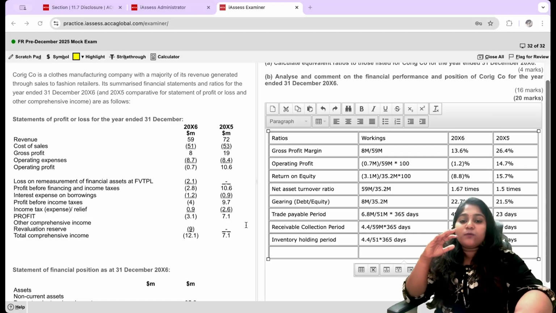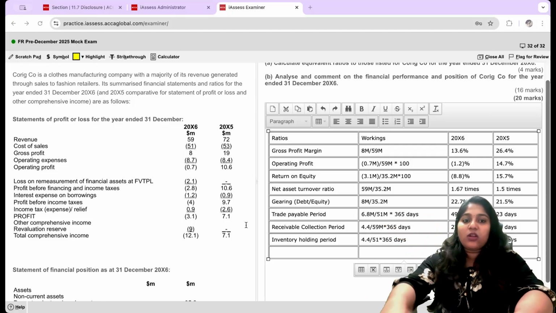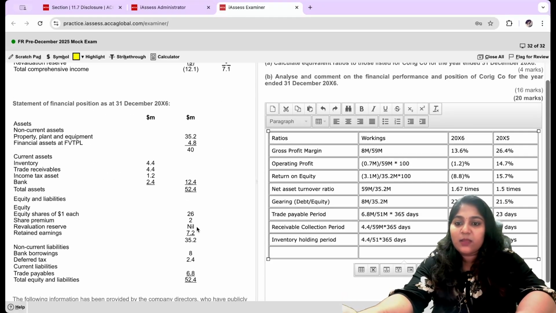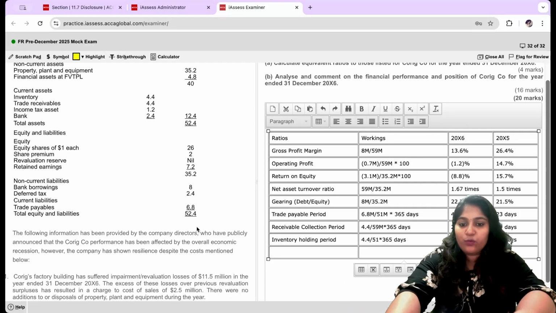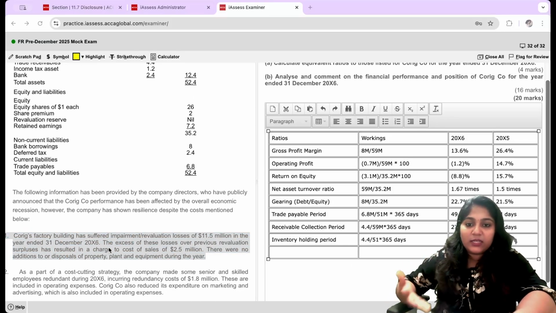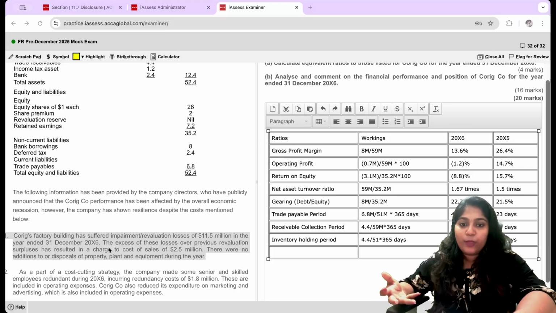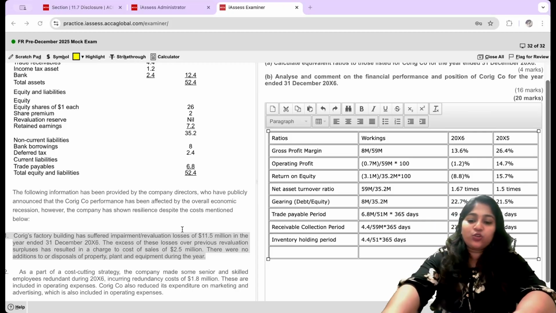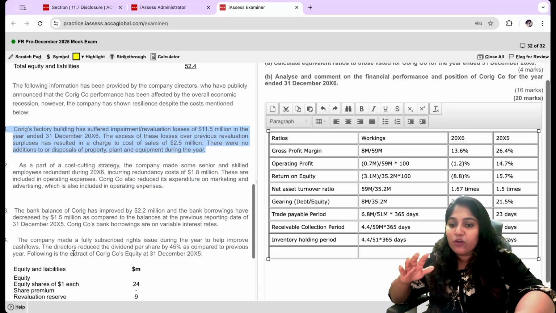Now, if you look at the financial position, the non-current assets had 11 million, and there's an impairment loss which is a huge hit of 11.5 million. There is a decrease in the non-current assets, so of course that could be a problem. However, the one good thing in the organization is that we have raised money through a rights issue.